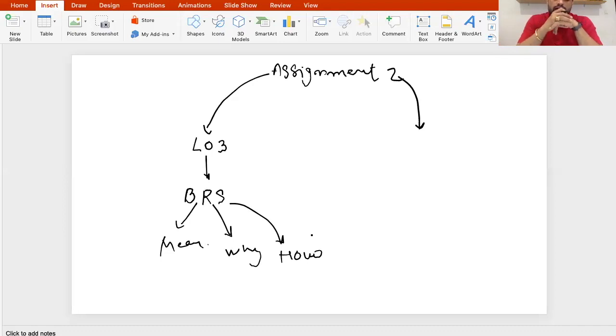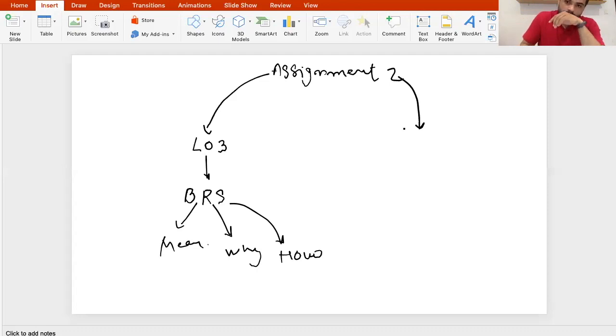And of course, your learning outcome 3 is a combination of theory and calculations. Learning outcome 3 is a part of your calculation. So you have a long question that you have to solve, and in this question, of course, you have to prepare a bank reconciliation statement.